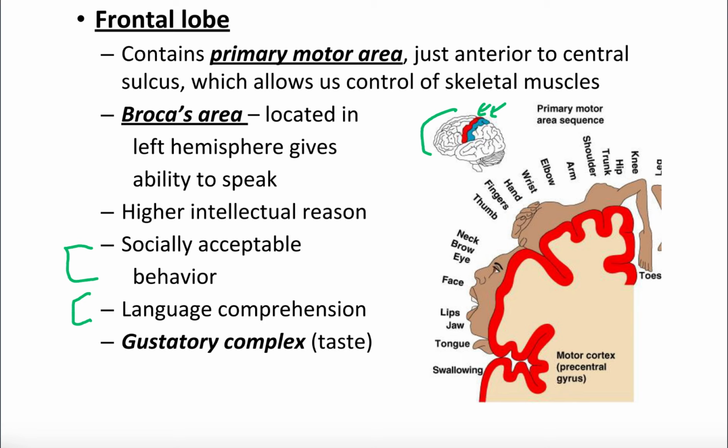In addition to that, because it's in your frontal lobe, if you look at it, it's kind of closest to your mouth. So it also has a huge role in your ability to taste.